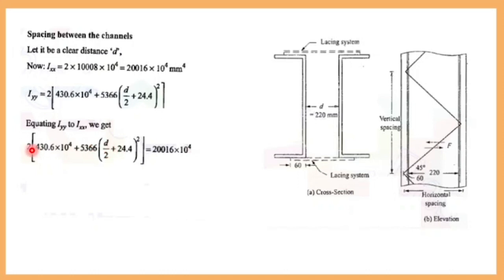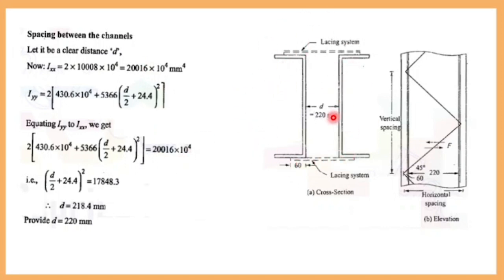Now how will you do this? Take down this 2016 divided by 2. If you simplify, you will be getting D as 218.4. If you round off, the distance D will be 220 mm. What are the things you have done? You have tried a channel section. It is safe. If you provide a 220 mm distance, the moment of inertia is the same in the y-axis as well as the x-axis. You are having both moments of inertia equal. So this section is a symmetrical section.